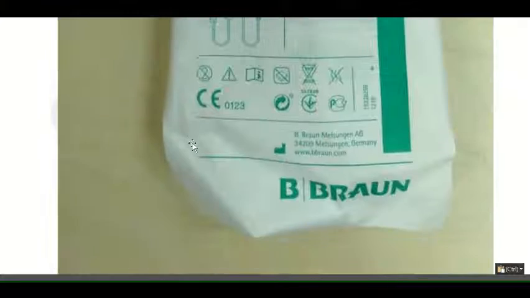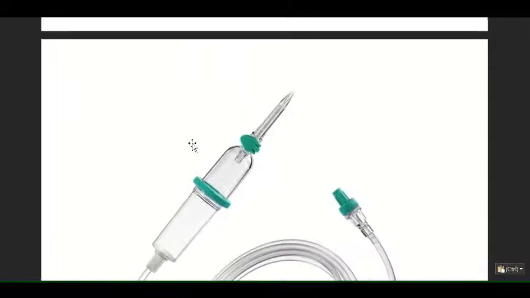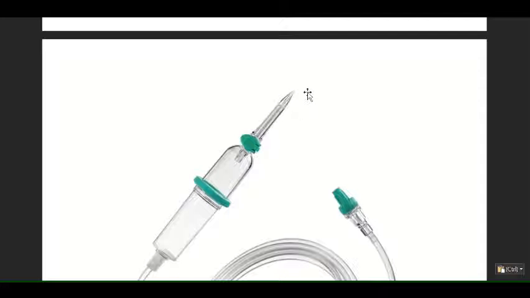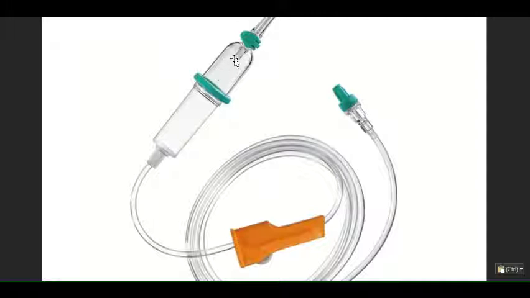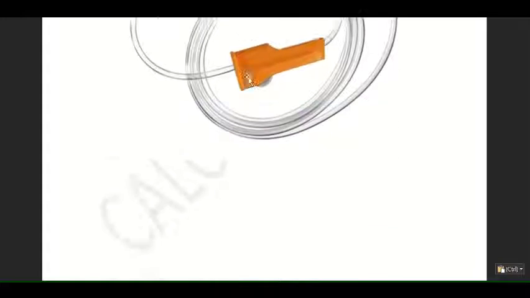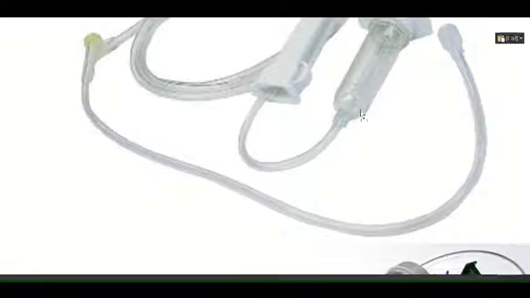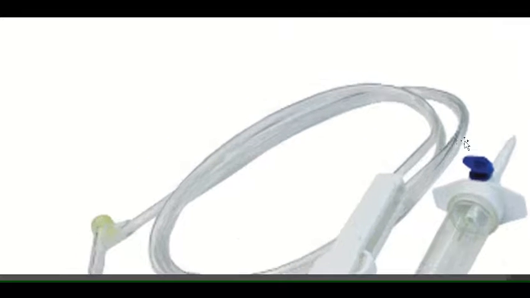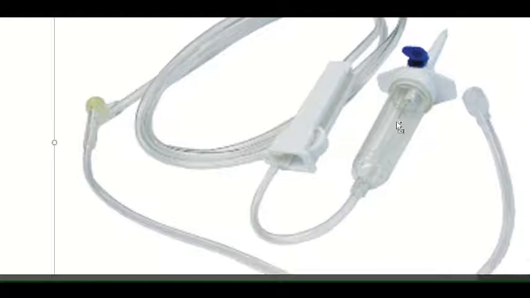Now, so that we are not imagining things, here is your macro set. Be careful with the spike, it's considered to be a sharp object. So this is a macro set. Observe this part here. Now, this is a micro set. If I focus on your micro set, you would notice that there's a needle-like structure inside. That minimizes the drops. So that's your micro set.